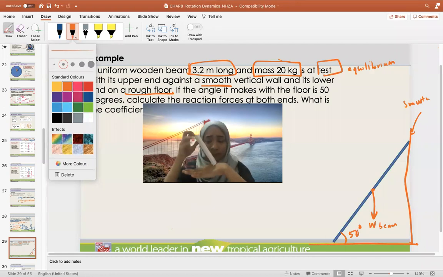This is the beam. If my beam has a rough surface, it will try to prevent movement, right? It has a rough surface, it will try to prevent movement. And then this wall is smooth. So if I were to rotate, would I rotate like this, or would I rotate like this? The first or the second situation?